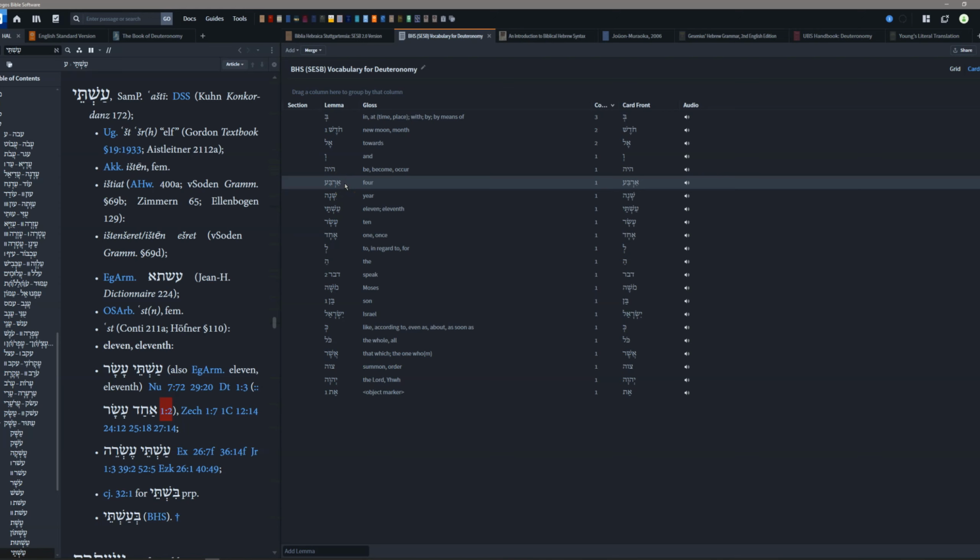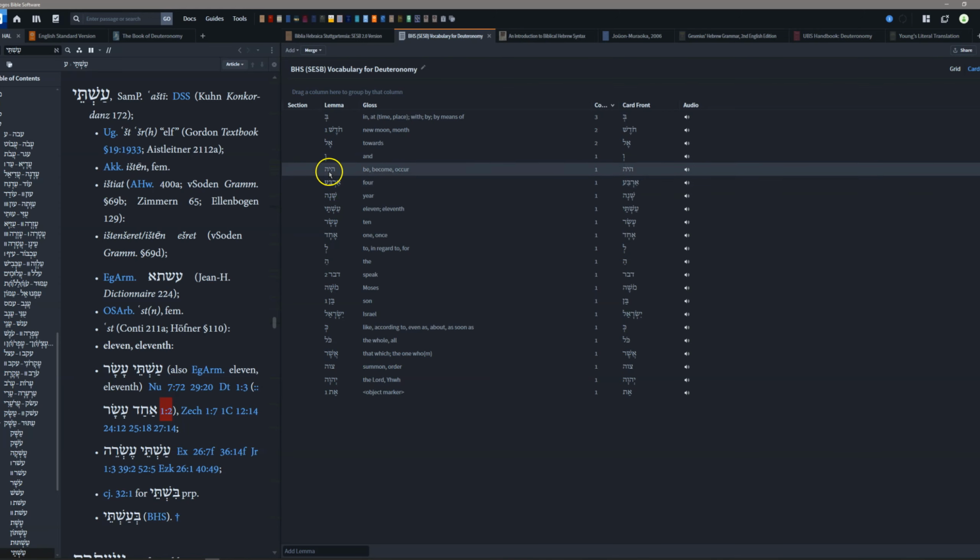We don't say there were fours books on the shelf. We say there were 4 books on the shelf. 4 itself is plural. But when we add that plural suffix hirik yod mem, that's going to indicate that we're multiplying the number by 10. So arba, when you add that plural suffix, becomes 40. We've also got shana. This is the word for year.